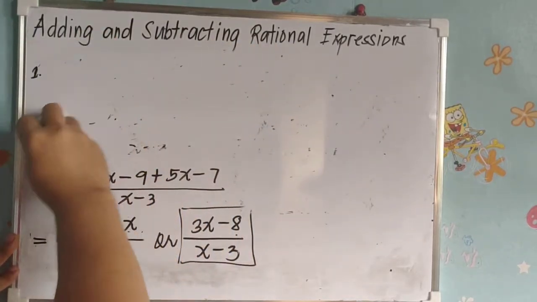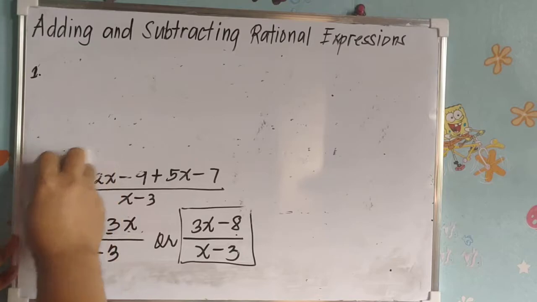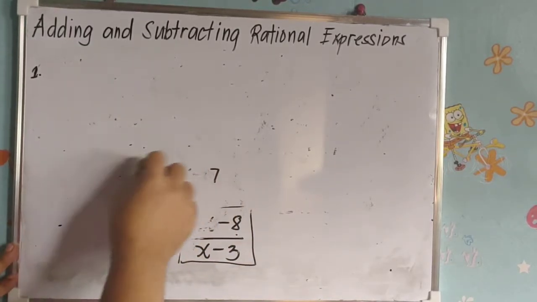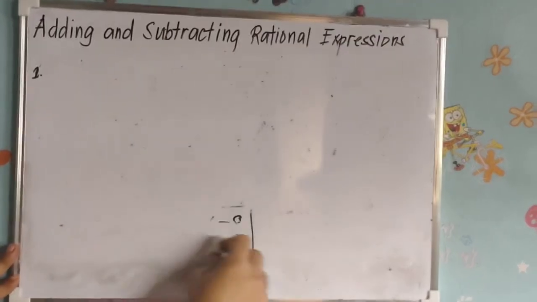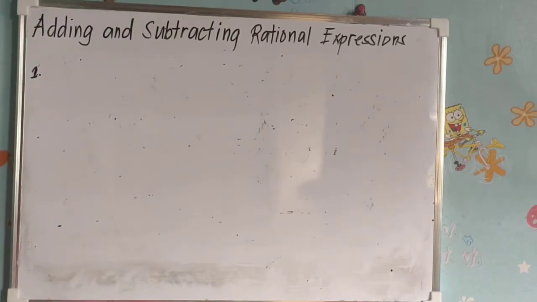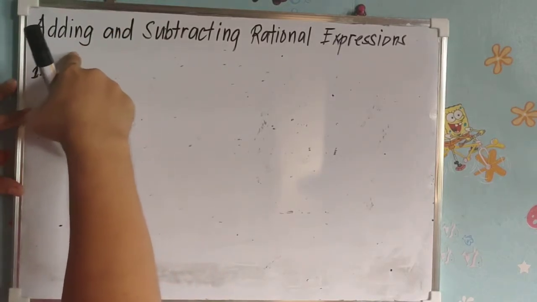So let us have as many examples as we can so that you will have a better understanding on how to add and subtract rational algebraic expressions. Okay, so this time let's have a dissimilar rational algebraic expression so that we can apply the concept of LCM or LCD.